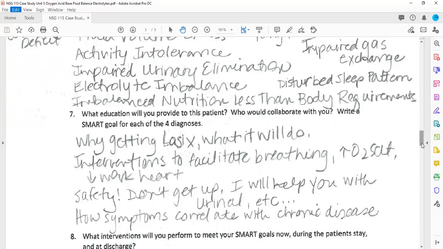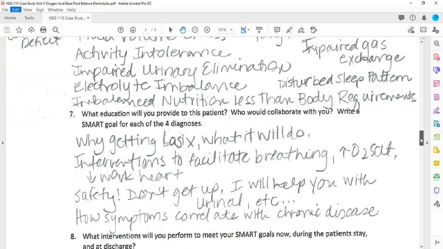We want to teach him how the symptoms that he's having correlate with these chronic diseases. So this fluid imbalance is caused by heart failure and coronary artery disease. What are things that we can teach him so that he can prevent exacerbations in the future, and he can identify these signs and symptoms early, so that if he is having problems, then he needs to come in to see the doctor. What interventions are we going to perform?